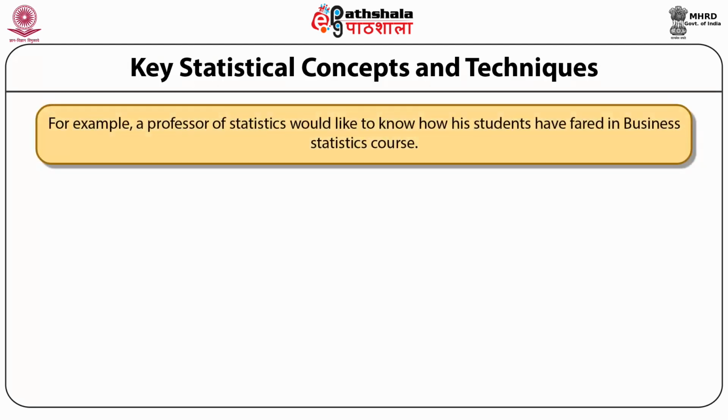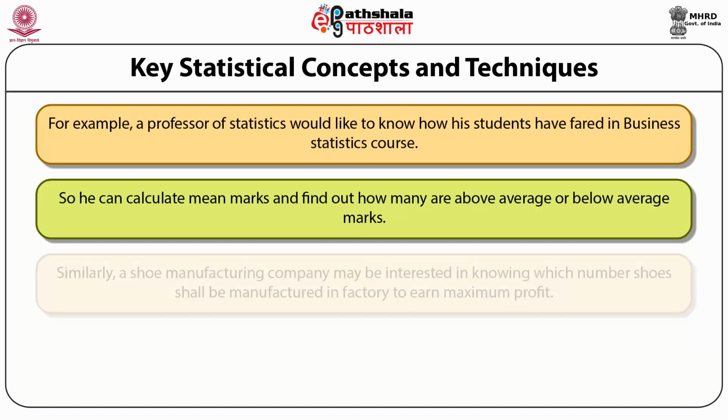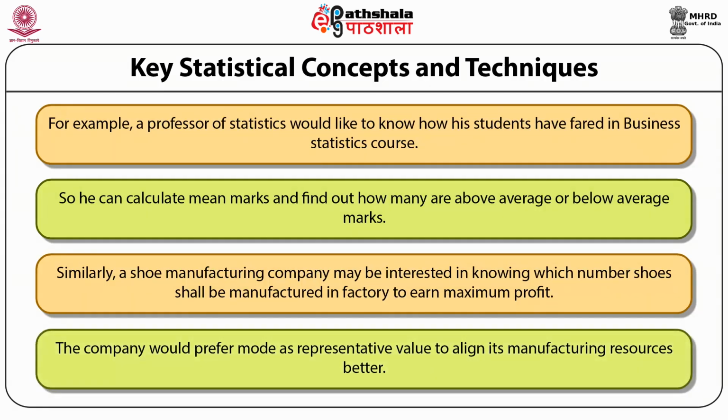For example, a professor of statistics would like to know how his students have fared in a business statistics course. So he can calculate mean marks and find out how many students are above average or below average. Similarly, a shoe manufacturing company may be interested in knowing which shoe size should be manufactured in the factory to earn maximum profit. In this example, the company would prefer mode as a representative value to align its manufacturing resources better.